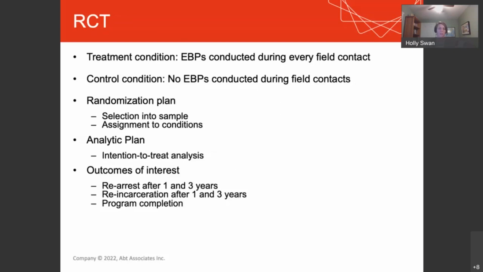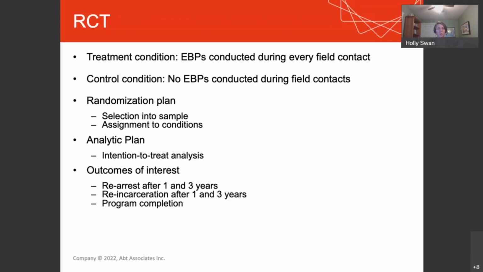And so we're not testing the impact of a particular EBP or even of EBPs in general. What we're testing is the impact of conducting EBPs in the field. That piece is important. And importantly, any of the cases can receive EBPs in other contexts. So for example, if you're in the control condition, you can still receive EBPs in an office contact or a virtual contact, and similarly for the treatment condition. The thing that is varying between them is receiving EBPs in the field or not.